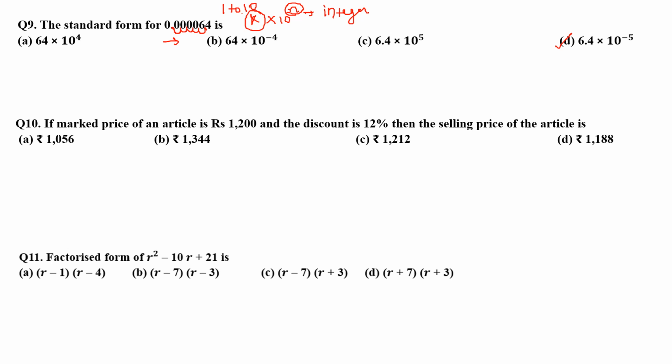Now question number 10. If the marked price of an article is 1200 rupees and the discount is 12%, then the selling price of the article is. So marked price is given, discount percent is given, and you have to find the selling price.